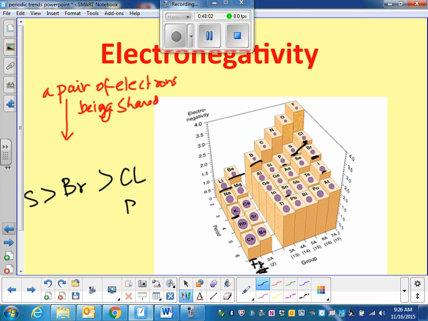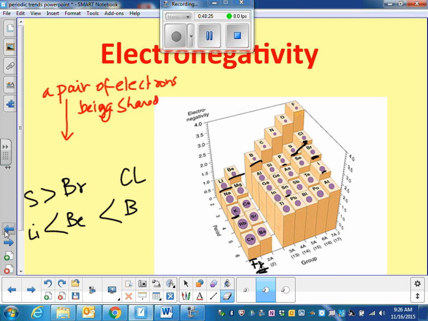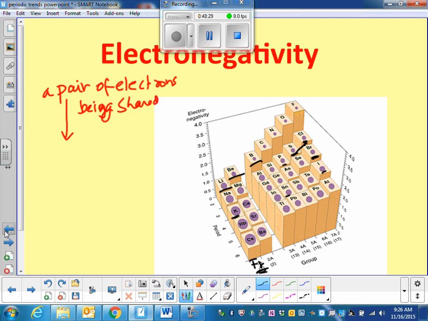Boron is the most, followed by Be. Well, it's actually, yes, more, this is less than, right? Because boron is the most, beryllium is next, followed by lithium. Lithium is the least electronegative. Yes or no? Okay. I need you to write down an example now.